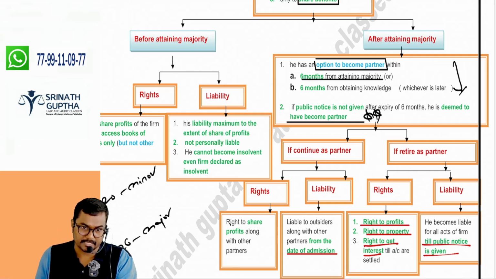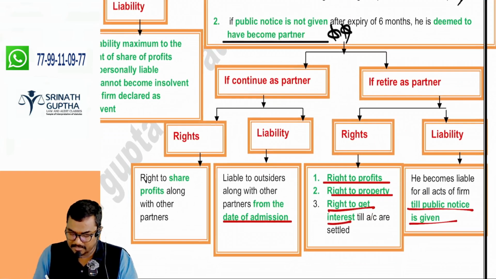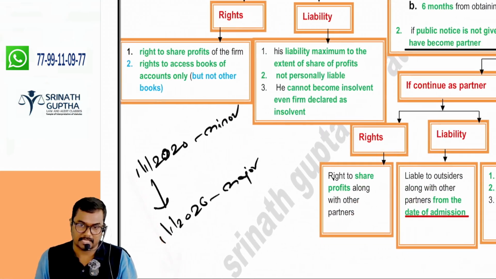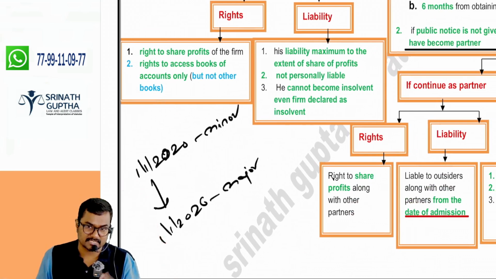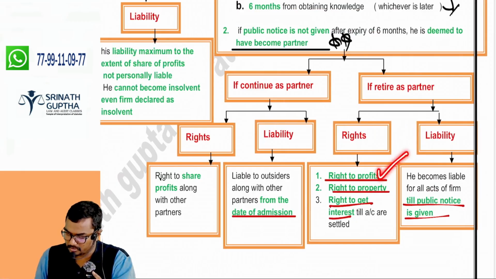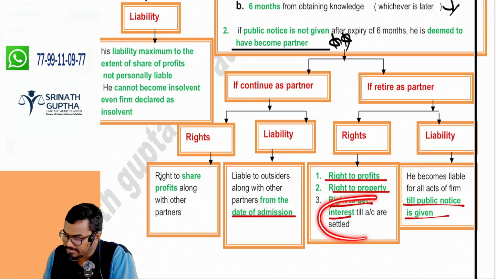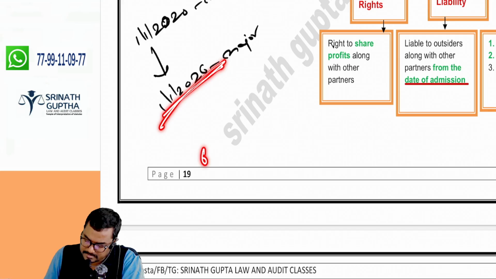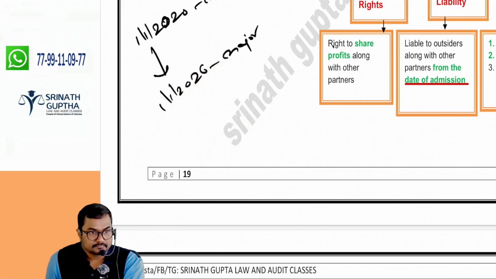I kept a star here also, it may come in the question. If he is not giving any public notice and is continuing as a partner, he will be liable. He has the right to share the profits like any other partner, and he will be liable from the date of admission, from 2020, because from 2020 he is enjoying the benefits. That's the logic. If he is retiring, he has the right to take his share of profits, and the right to get interest until his accounts are settled. He is retiring on 1/1/26, but his accounts are settled on 26/6/26. For those 6 months, he is eligible to get interest.